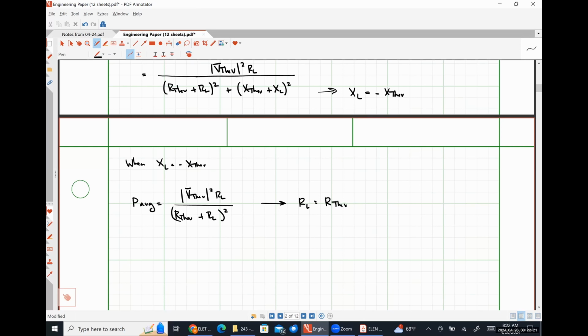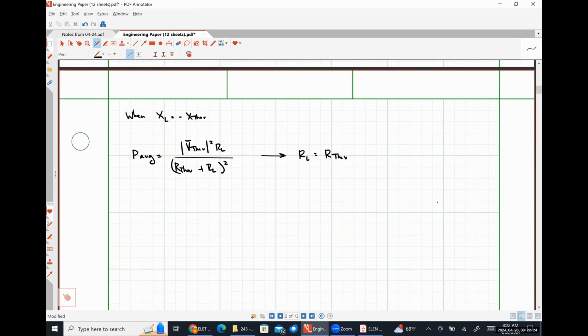R Thev, right? And combining these two results tells us that maximum average power transfer in AC circuits occurs when RL, or excuse me, ZL is equal to R Thev minus j X Thev.